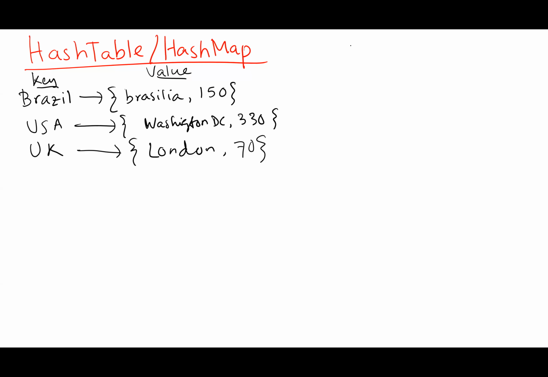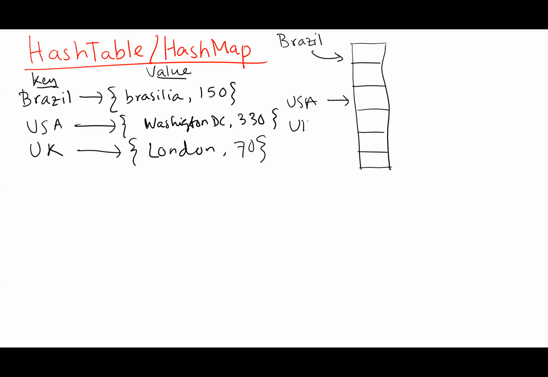Usually in a hash map, we put the data in some kind of array. Suppose we want to put Brazil's data here, US's data here, and then UK's data here. Somehow we have to know that whenever we insert Brazil's data, it goes into index 0, US's data goes into index 2, and UK's data goes into index 3 of this array. Inside it, we have this data like Brasilia, 150, something like that. Similarly, US's data goes in here, UK's data goes in here.